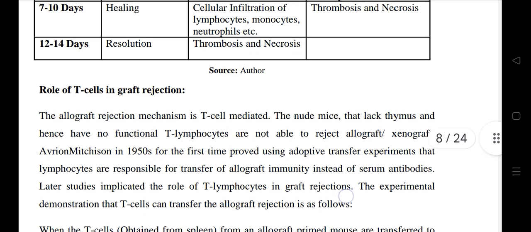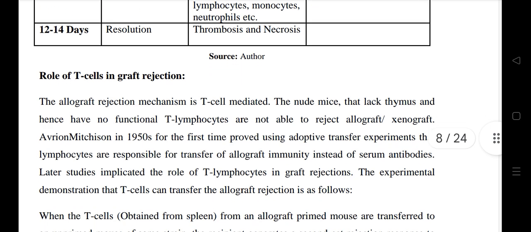Role of T cells in graft rejection. The allograft rejection mechanism is T cell mediated. The nude mice that lack thymus and hence have no functional T lymphocytes are not able to reject allograft or xenograft.